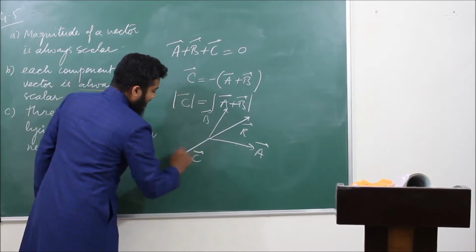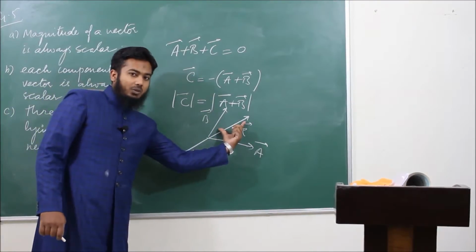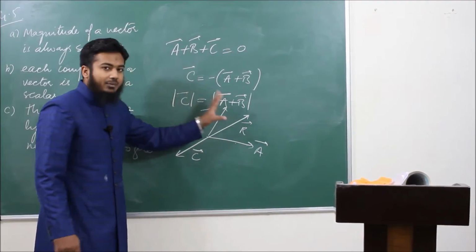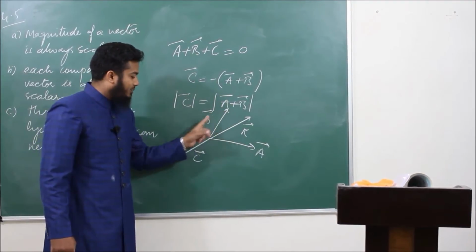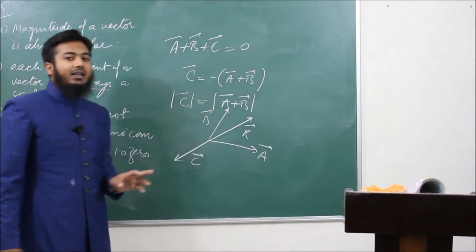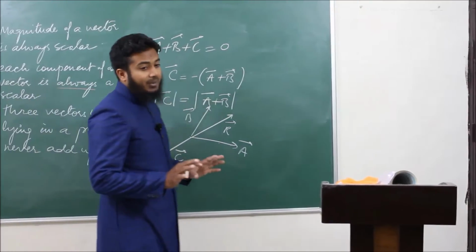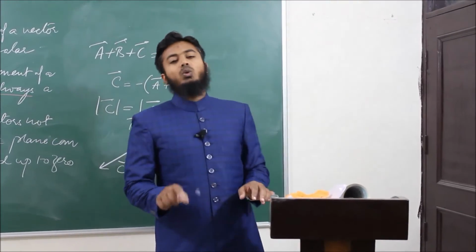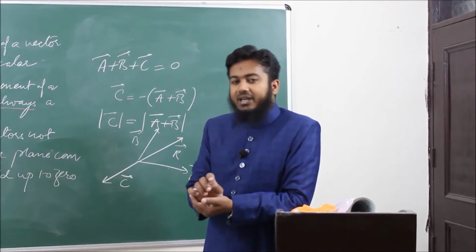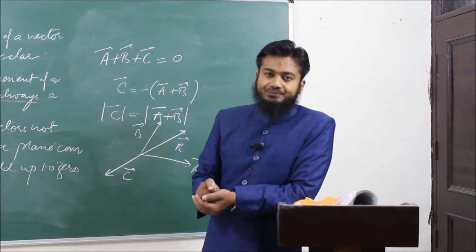like this C, then the magnitude of C and R will be equal, and they are in opposite directions, then this sum is going to be 0. So A plus B plus C will be 0 when the 3 vectors are lying in the same plane. If 3 vectors lie in the same plane, then their sum can be 0. So the minimum number of vectors lying in the same plane to give you a null vector will be 3.